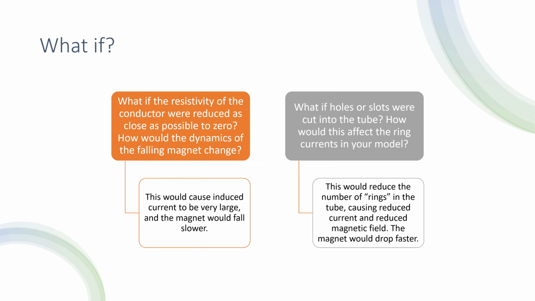So what if the resistivity of the conductor was reduced as close as possible to 0? This would cause the induced current to be very large, and thus the magnet would fall a lot slower. It would take longer for it to fall through the tube. What if holes or slots were cut into the tube? This would reduce the number of rings in the tube, and this would cause a reduced current and reduced magnetic field, and thus the magnet would drop through the tube faster.